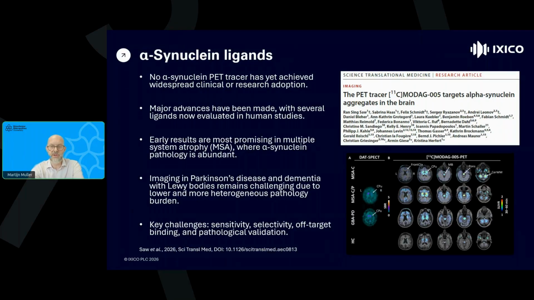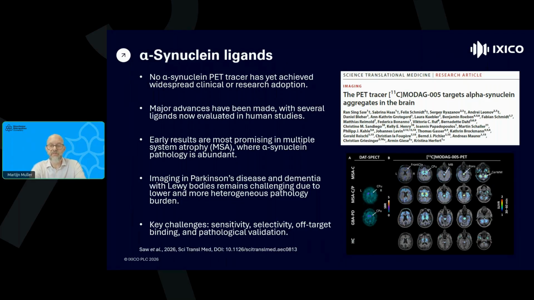Given the central role of alpha-synuclein pathology in Parkinson's disease, an alpha-synuclein PET tracer is often viewed as one of the most important unmet needs in neuroimaging. Such a tracer could potentially provide direct evidence of target engagement for therapies designed to reduce or prevent alpha-synuclein aggregation. Significant progress has actually been made in recent years, and several candidate ligands have now entered human studies. However, no tracer has yet demonstrated the combination of sensitivity and selectivity needed for widespread adoption.